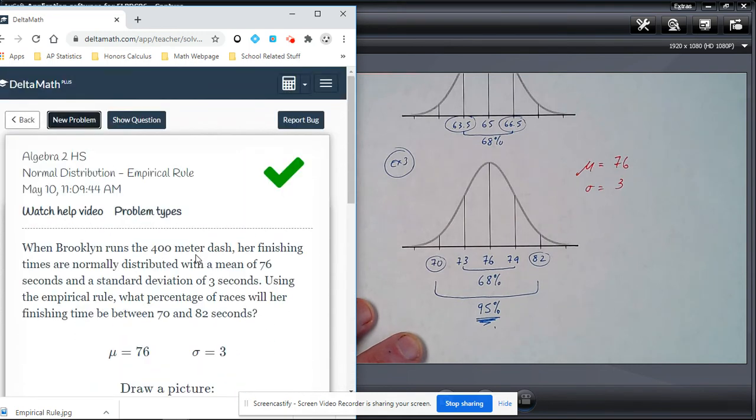So that's really all there is to it. There might be some harder questions, there might be some easier questions, but you're really just using those areas and those number of standard deviations from the mean.